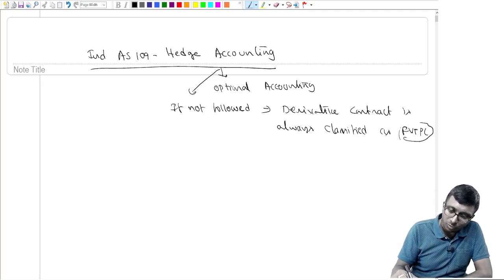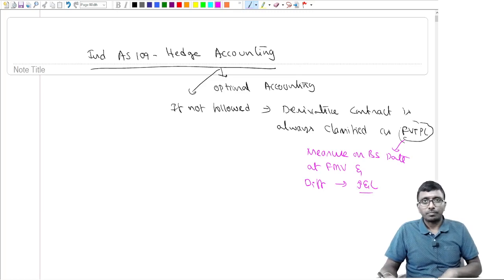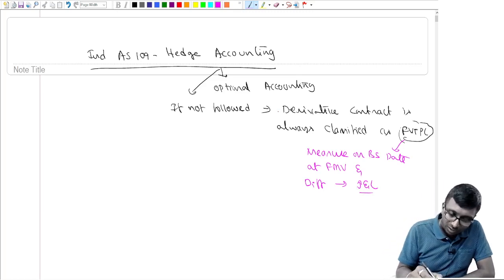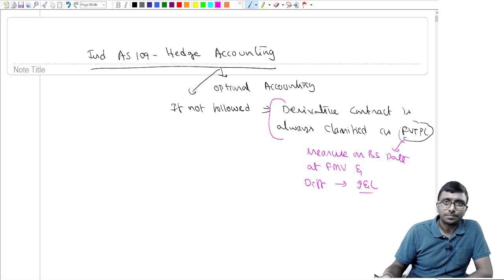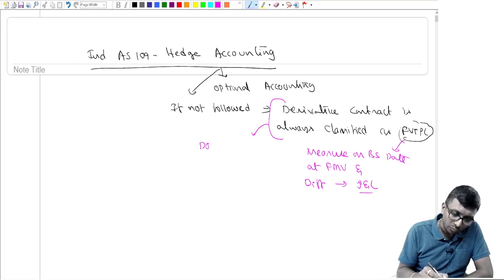If it is FVTPL, we measure it on the balance sheet date at fair value. We measure it at fair market value, and the difference from the book value to the fair value is transferred to profit and loss. That's all. So in FVTPL accounting, we do not care what risk it is hedging.